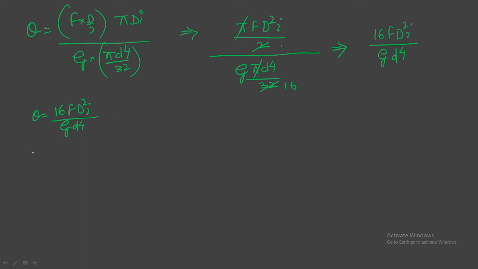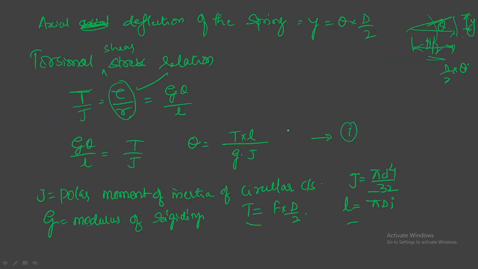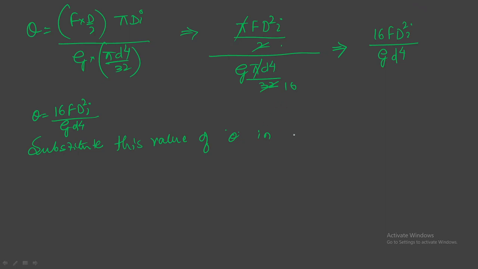Okay, now substitute this value of theta in the axial deflection equation. So substitute this value of theta in the equation. Take this as equation 2. Axial deflection equation: y equal to theta into d by 2. Okay, so now theta value is 16 F d square i divided by G d to power of 4, into d by 2. Okay, so now y equal to 8 F d cube into i divided by G d to power of 4.